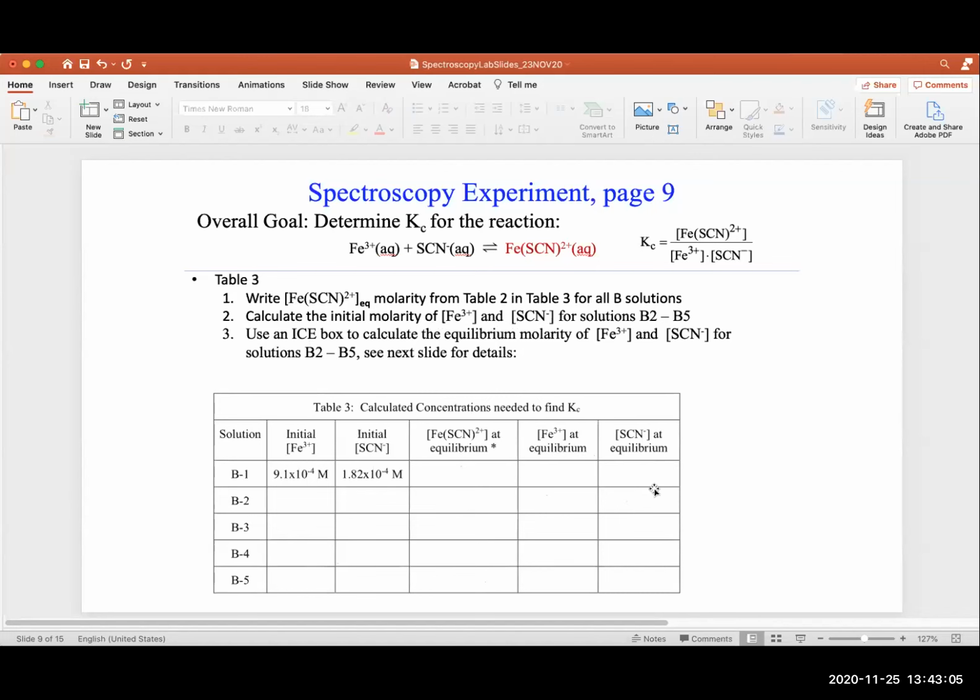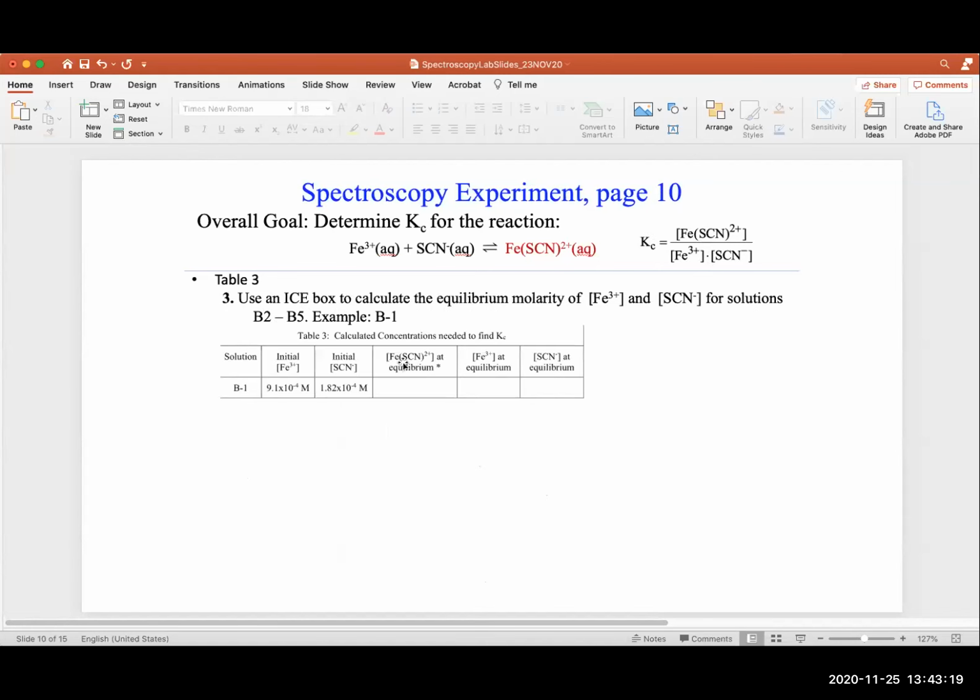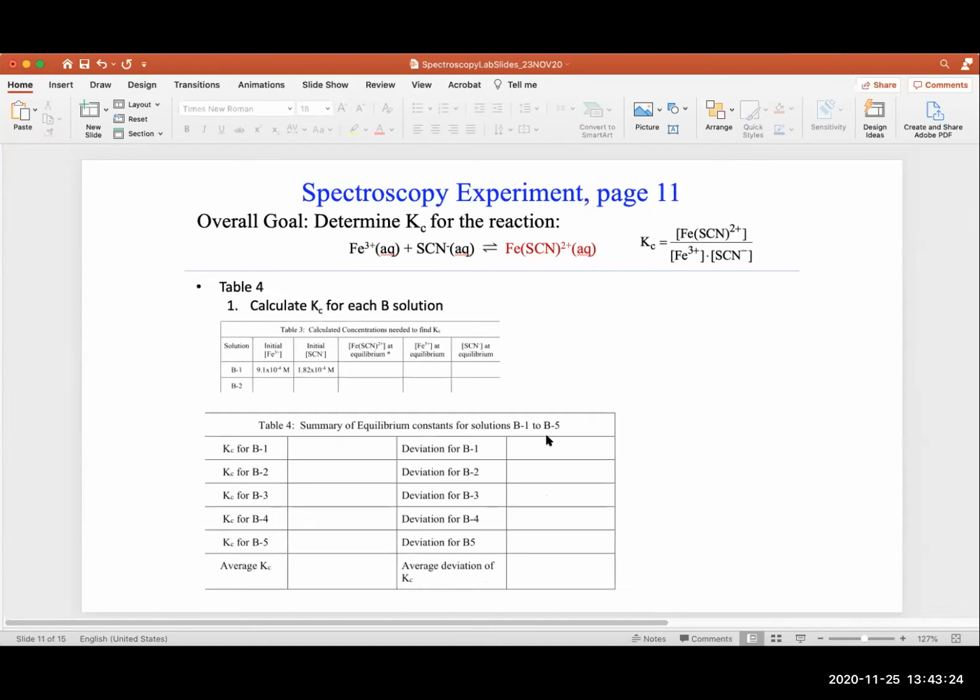And why are we doing this? Our goal is to calculate K. And remember, K is products over reactants, but you need equilibrium values. So once we finish table 3, we have our product and our reactant molarities at equilibrium. Then we can use those values to solve for K, which are here. So table 4, use your equilibrium values, solve for K. After you do that for each individual solution, you'll solve an average K, your deviation, and the average deviation. So just the average of your deviation values.